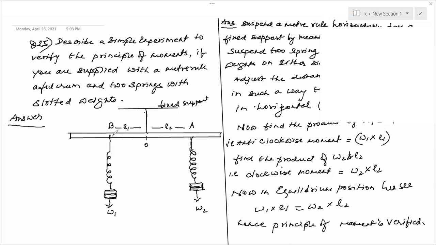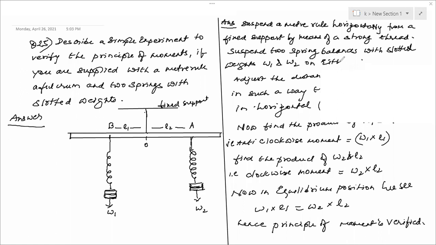Suspend two spring balances with slotted weights, W1 and W2, on either side of O. Now adjust the distances of the spring balances in such a way that the scale remains horizontal, that is, in equilibrium position.